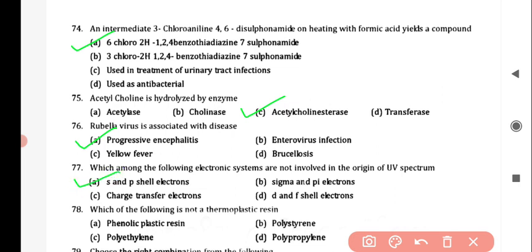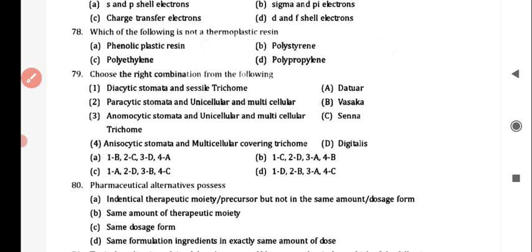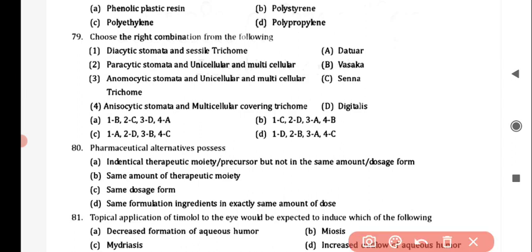Next question is, which of the following is not a thermoplastic resin? And the correct answer is option A, phenolic plastic resin. Next question is, choose the right combination from the following. First is diacytic stomata and sessile trichome. So it correctly matches with option B, that is Vasaka.